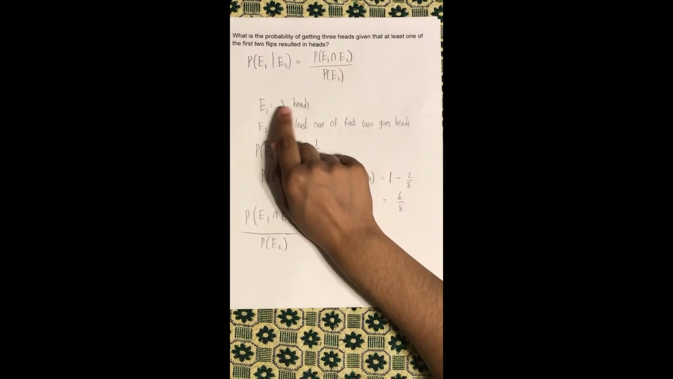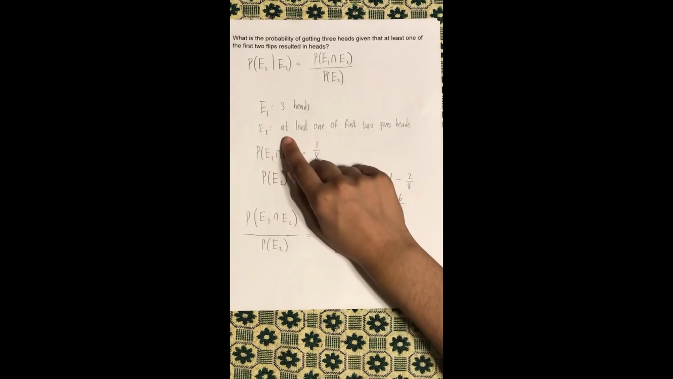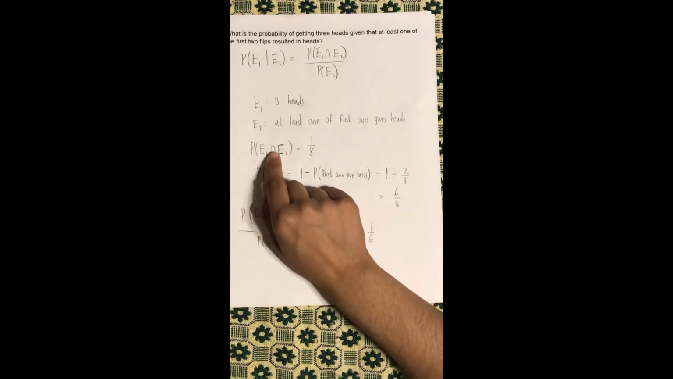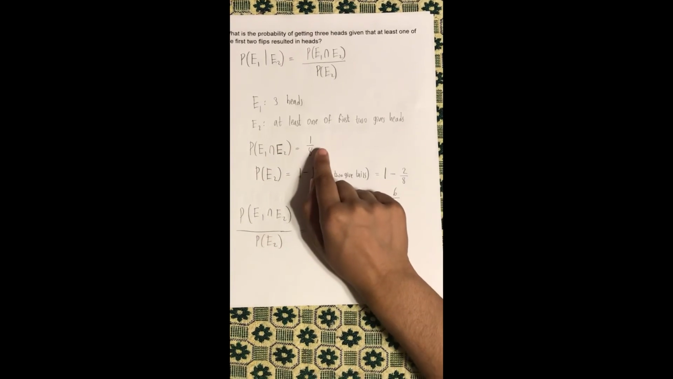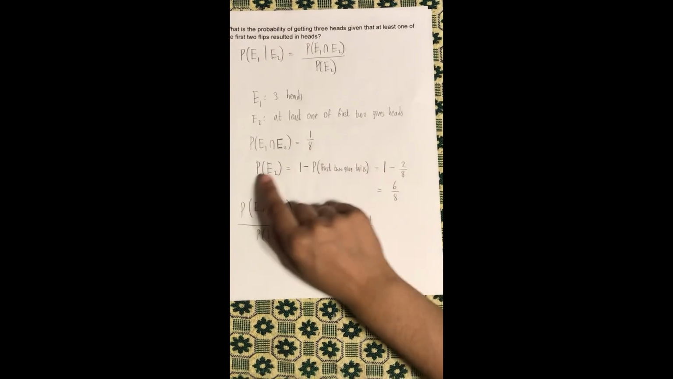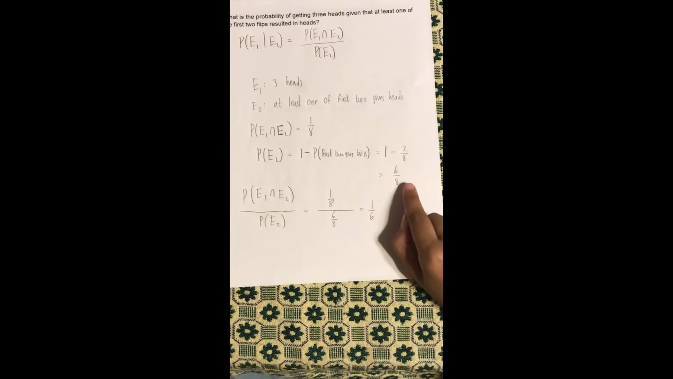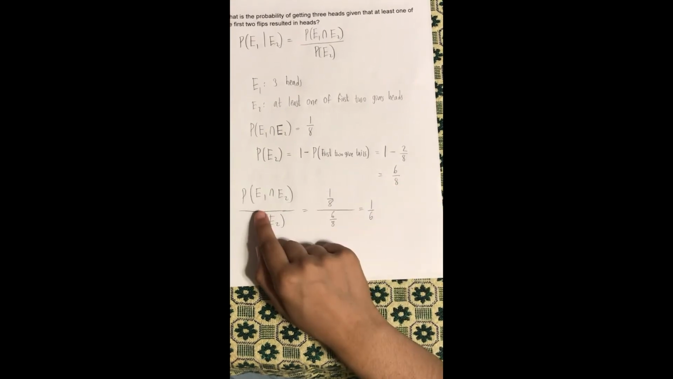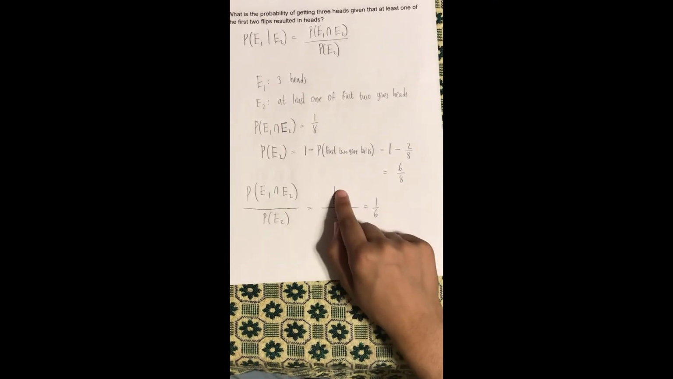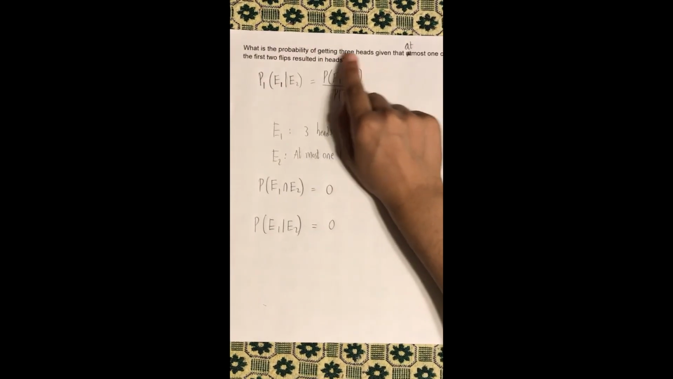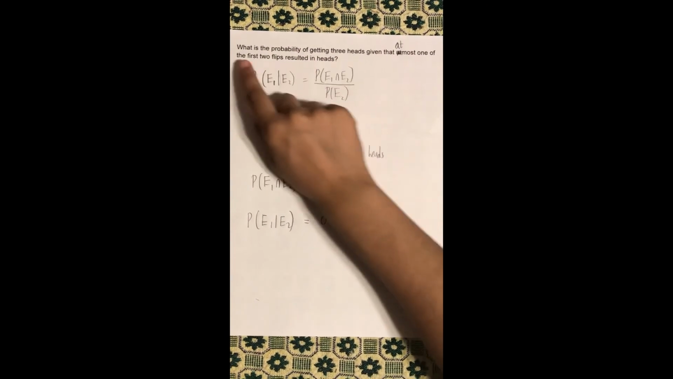Here, E1 is getting 3 heads, and E2 is that at least one of the first 2 gives us heads. P of E1 intersecting E2 is equal to 1 over 8. By complementary counting, P of E2 is equal to 1 minus the probability that the first 2 give us tails, which is 1 minus 2 over 8, which is equal to 6 over 8. Hence, probability of E1 given E2 is equal to 1 over 8 divided by 6 over 8, which is 1 over 6.